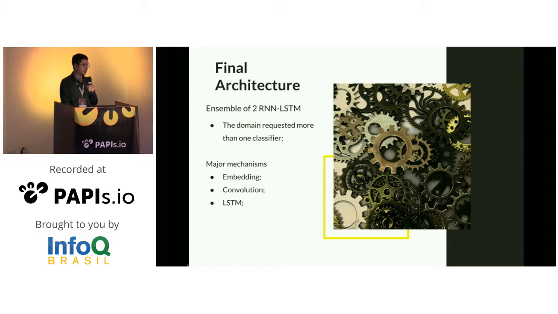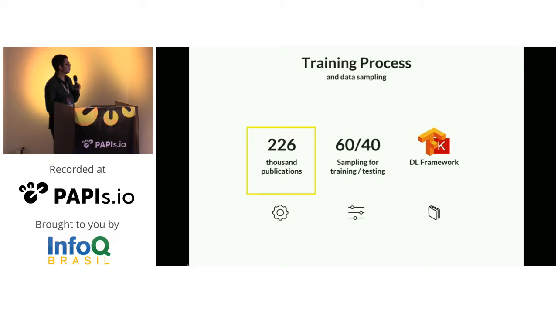For that, we use the classic duo of Keras plus TensorFlow, and we trained it on 60% of 2026 labeled publications, and tested the models with the other 40%. After that, with this test, we arrived at an accuracy of 99.42% with the worst classifier.